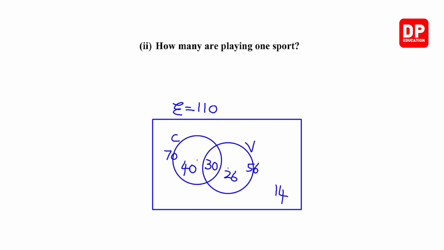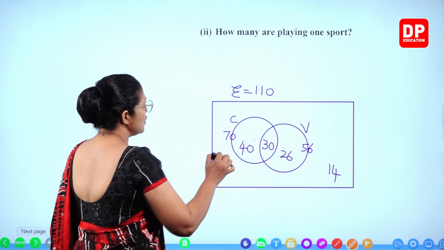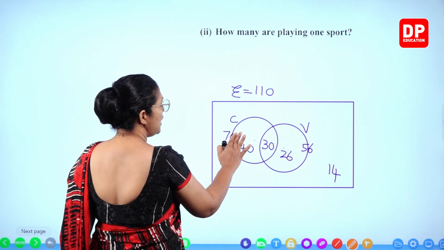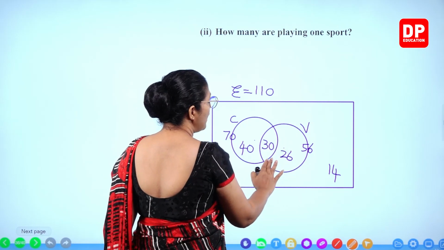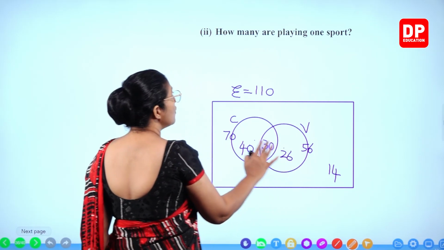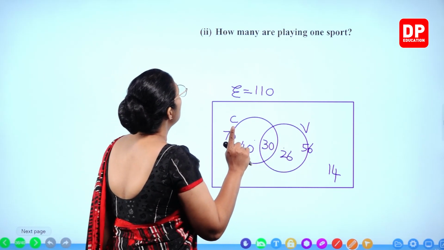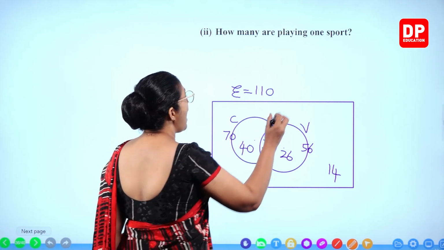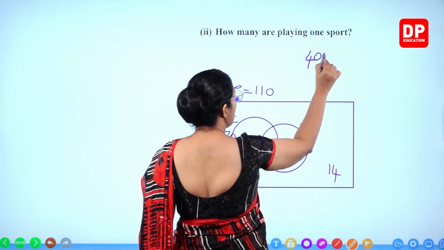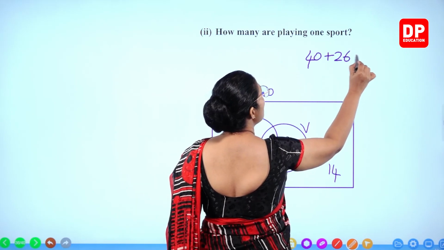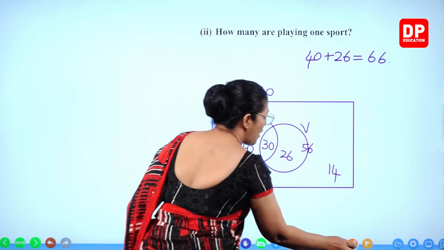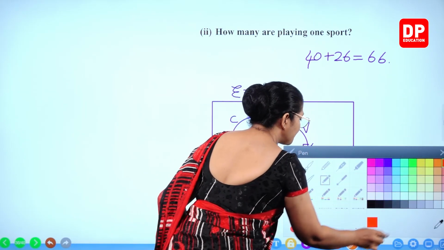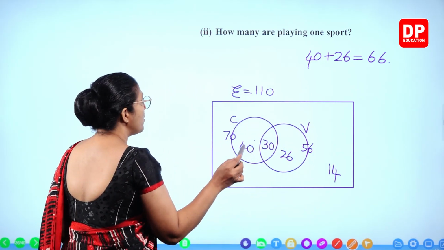How many are playing one sport? So for one sport, you can take only cricket is 40, only volleyball is 26. So for only playing one sport, you can add 40 and 26. So that becomes 66. So how many marks for that one? You are getting 2 marks.